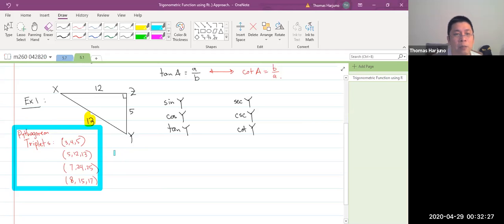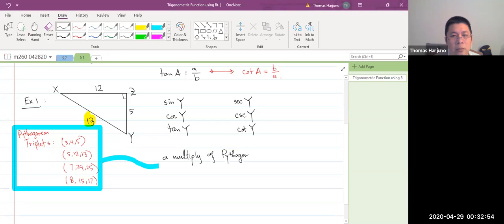the product of Pythagorean triplets is also a triplet. I think I said it wrong, not the product, the multiple. A multiple of Pythagorean triplets is also a triplet. Suppose, for example, 6, 8, 10. It must be a triplet. Why? Because this is 2 times 3, 4, 5.